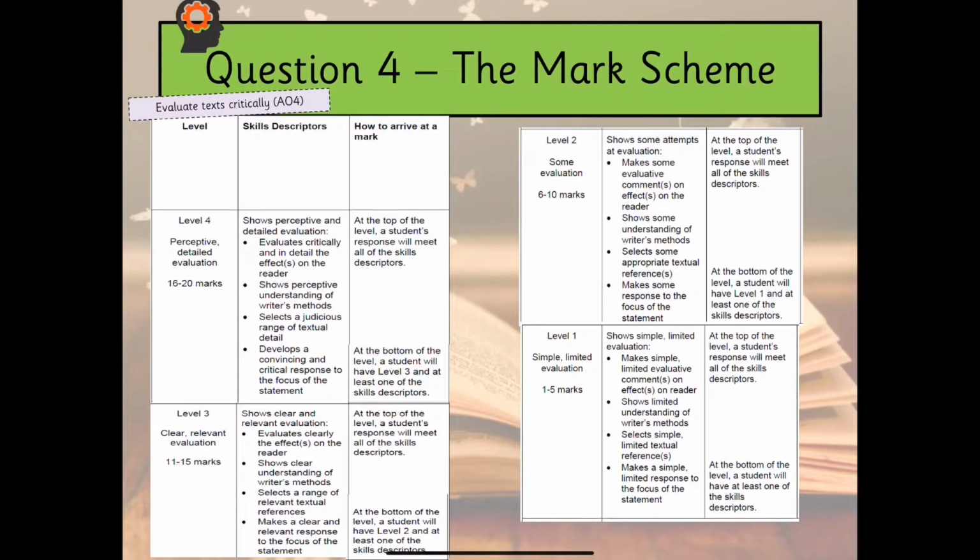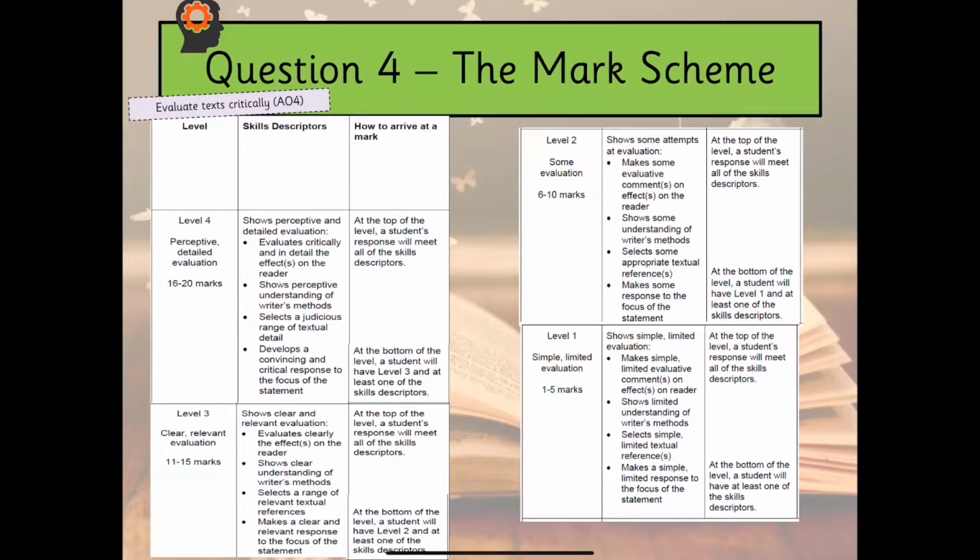Hey, welcome back. So you've had a go at question 4, you've hopefully timed yourself for 20 minutes and you've got your own answer that you can take a look at now alongside these example student responses to which we'll apply the mark scheme. So by now you should be fairly familiar with how the mark scheme works in terms of the levels that I've been talking about.